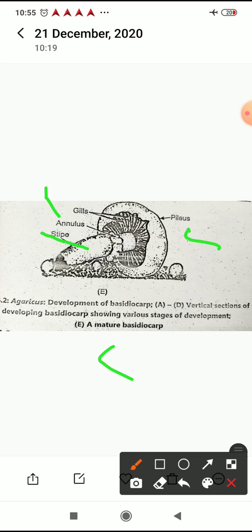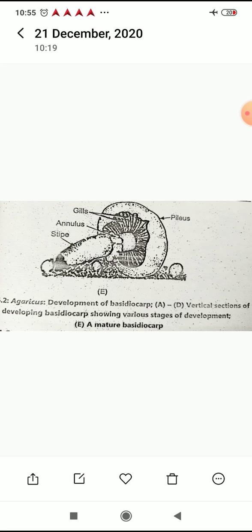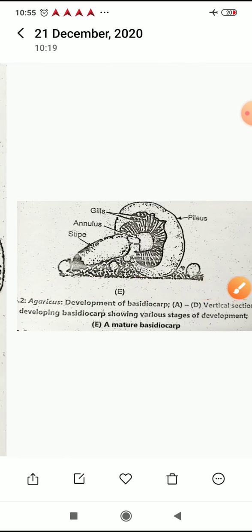Stipe is the basal part of basidiocarp. Pileus is its top. Mature pileus is 5 to 12.5 centimeter in diameter. Structure of gill also we have seen.